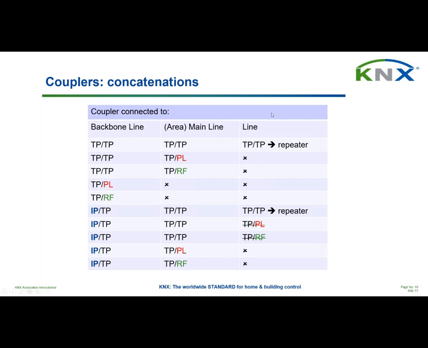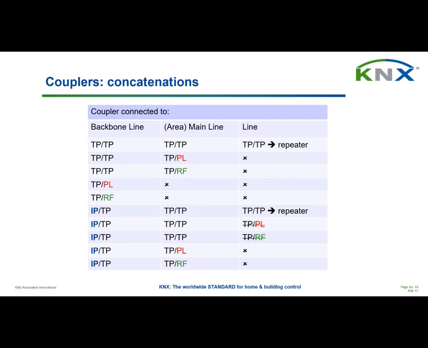Then this is called a line coupler, and then within such a line we can also still put another twisted pair coupler, but then this is to be used as a repeater, right? If we would combine the twisted pair in the backbone, we can then still add, for example, here in the table, twisted pair power line, but then nothing anymore in the line itself. And the same goes for twisted pair to radio frequency.